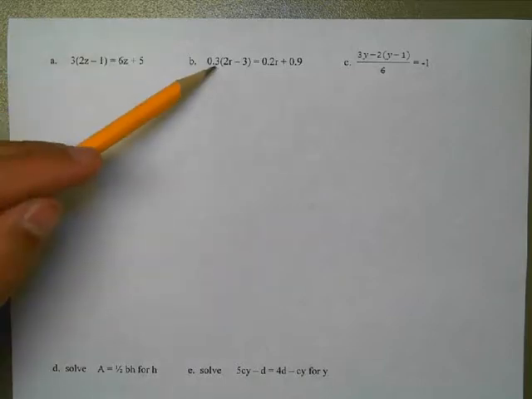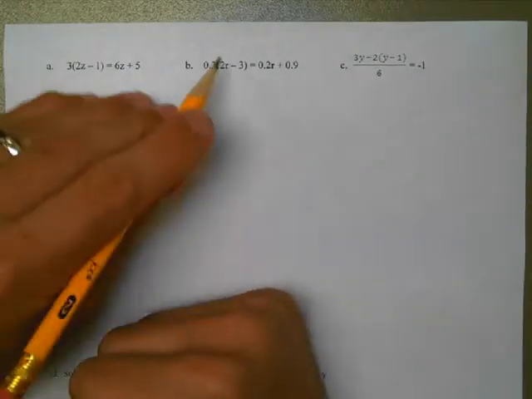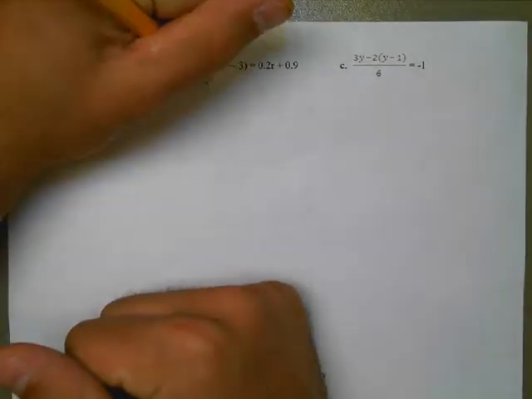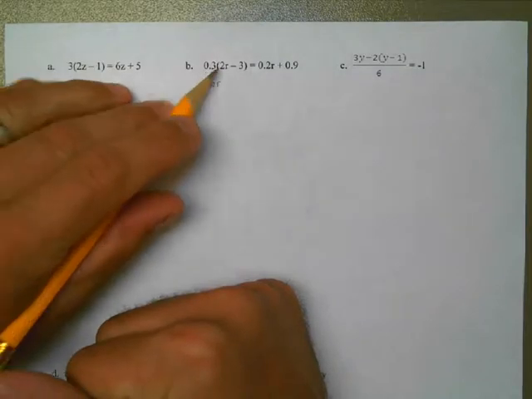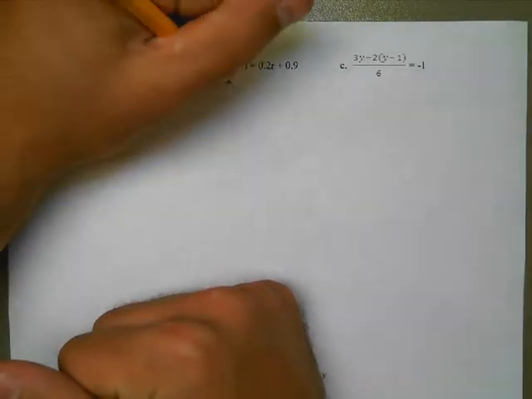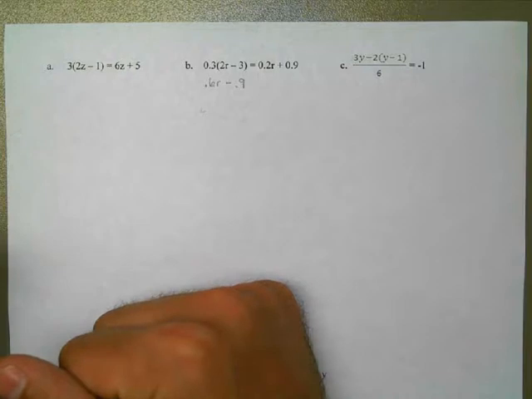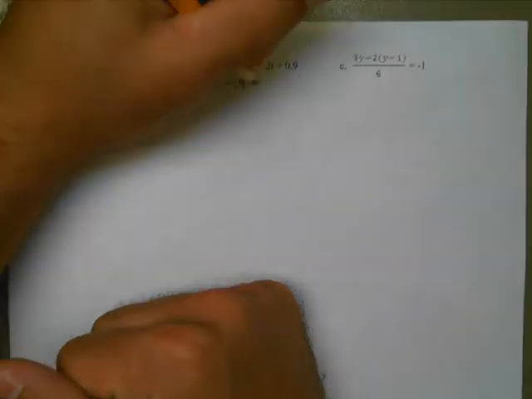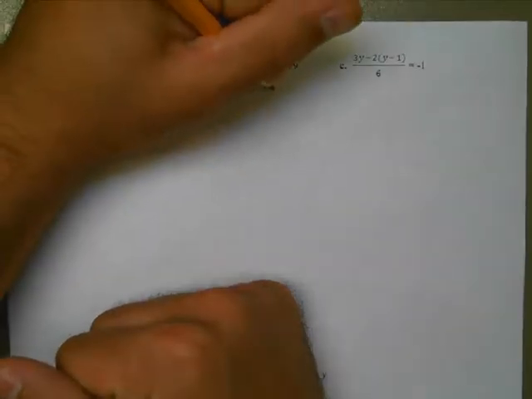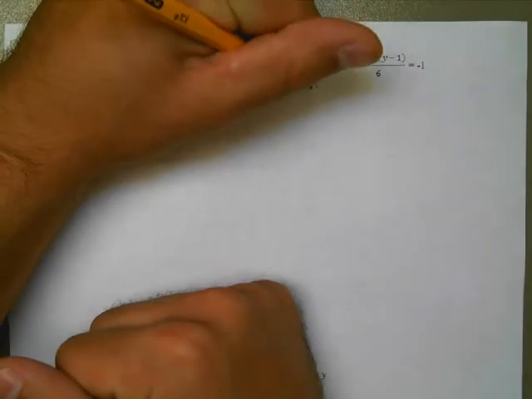I'm going to start off by taking this 0.3 and distributing it out through the parentheses. So I need to take 0.3 times 2r, which is 0.6r. 0.3 times a negative 3 gives me a negative 0.9. And on the right side, I'm just going to copy that down again. So that's equal to 0.2r plus 0.9.